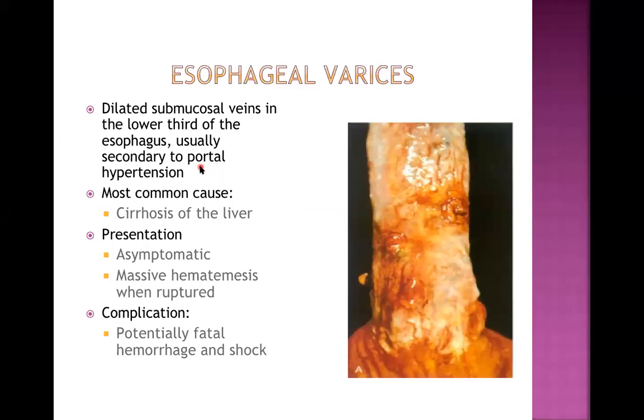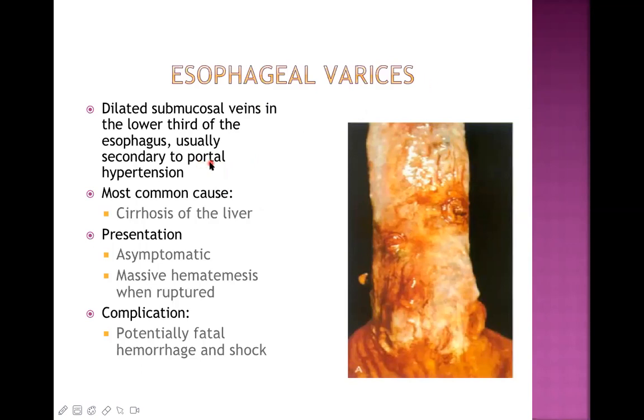Now what will happen? The venous drainage will try to reach towards the right side of the heart by some alternative pathway, and one of the alternative pathways is the lower end of the esophagus. At that place, there is an anastomosis between portal vein and systemic vein. Portal vein and systemic vein. And when these anastomotic veins are dilated because of portal hypertension, we call that esophageal varices.